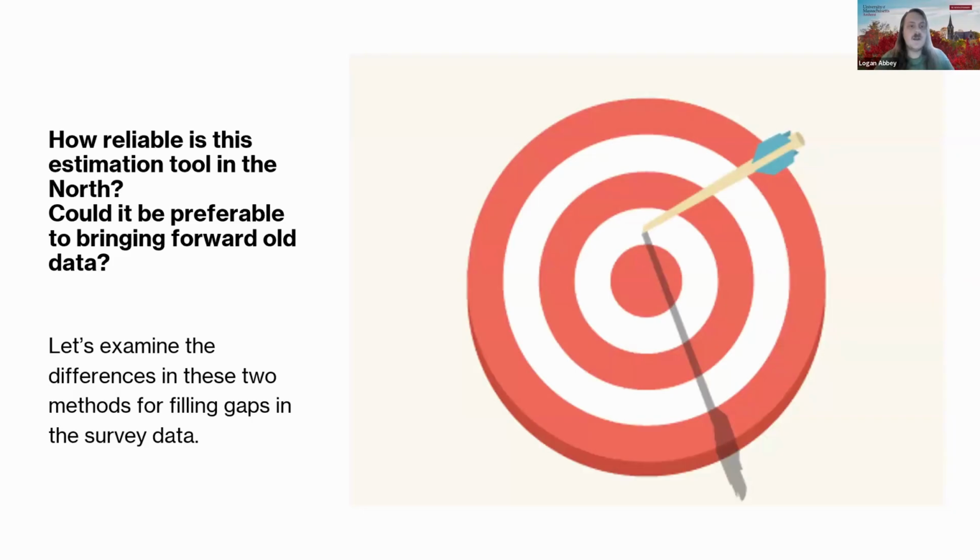So we've been wondering how reliable this is for usage in the north when we're implementing this survey. What we were wondering is how reliable this estimation tool is, and could it even be preferable to bringing forward old data? So we're going to look at some of the differences in these two methods for filling gaps in our survey data.